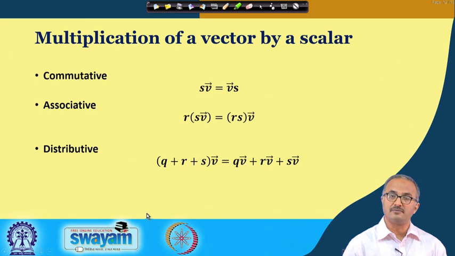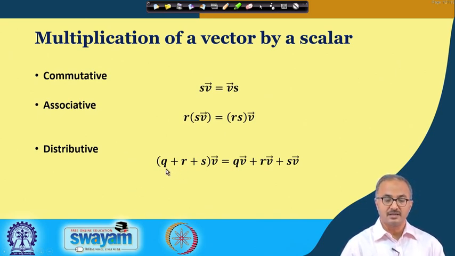And then distributive. Distributive is that first we have these three scalars q, r, s, multiplied into v. So this is the addition of three scalars, and that resultant we are multiplying by v. This can be the same as if you first multiply q with v, then r with v, s with v, and then add them up. The result will be the same. So this is the distributive property.